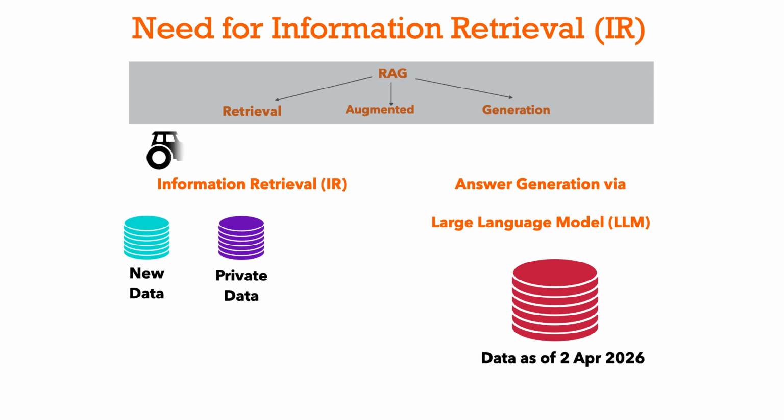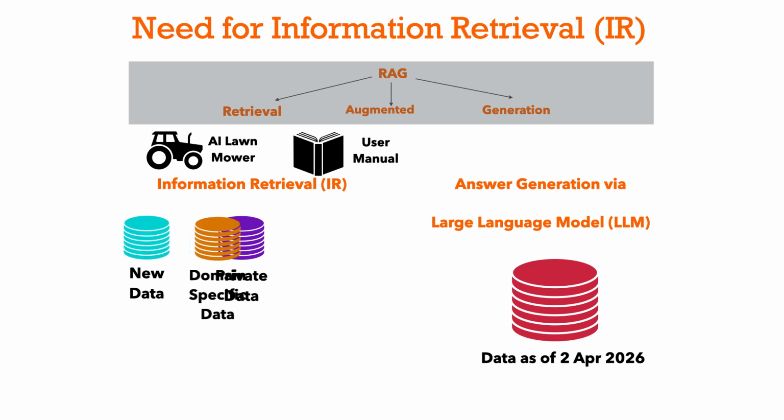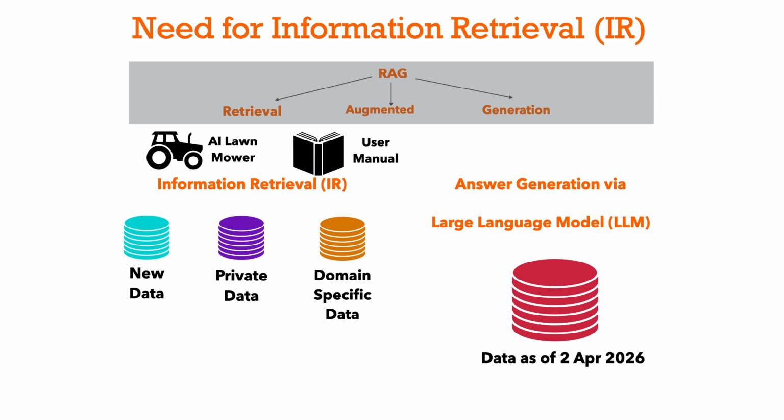If you recently bought, say, a new AI lawnmower to cut grass, but you don't know how to operate it even though it is AI driven, you need a user manual. For an LLM, this is a classic example where domain-specific data is needed for it to provide a precise answer to your query.